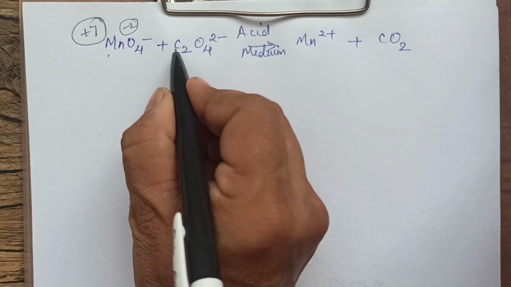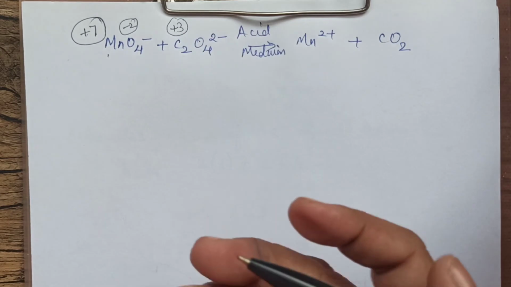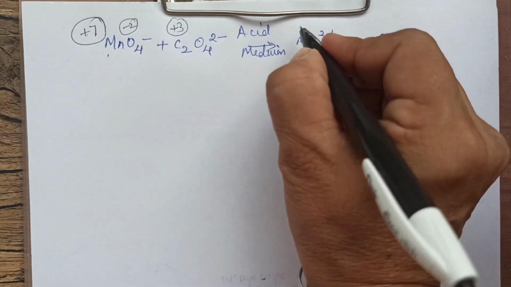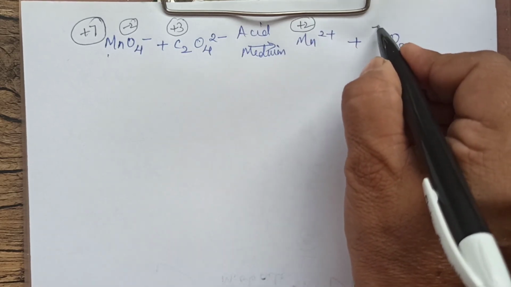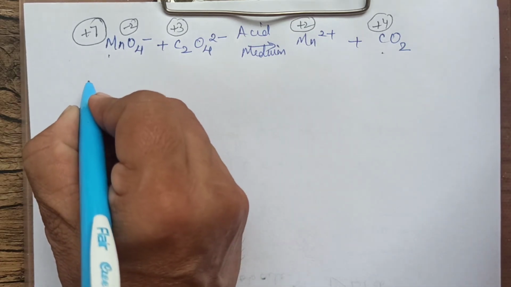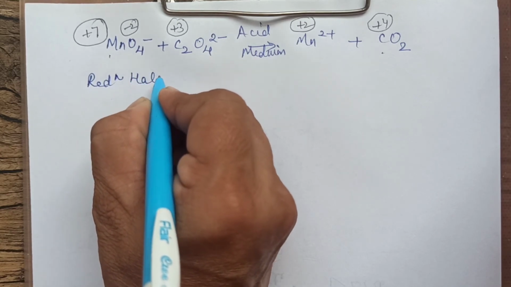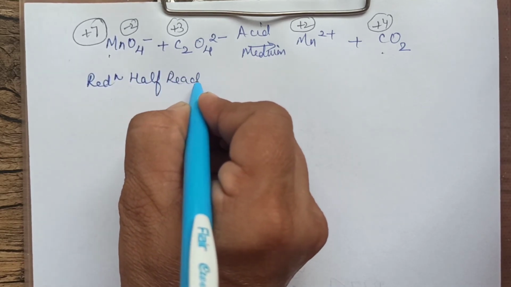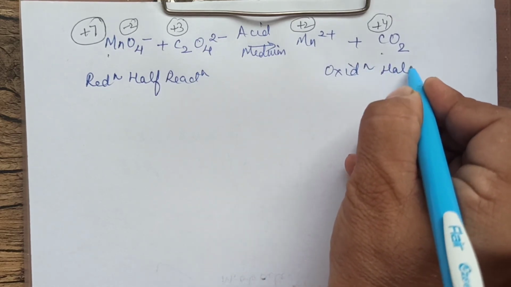And if you calculate for carbon in oxalate ion, you will get it as plus 3. Oxygen is not changing. Mn, it's a monoatomic ion, so for Mn it is plus 2. Carbon, if you calculate in carbon dioxide, it is plus 4. So you will always find that one of the elements is undergoing oxidation and the other element is undergoing reduction. So we will again divide this into 2 halves, reduction half reaction and another one as oxidation half reaction.